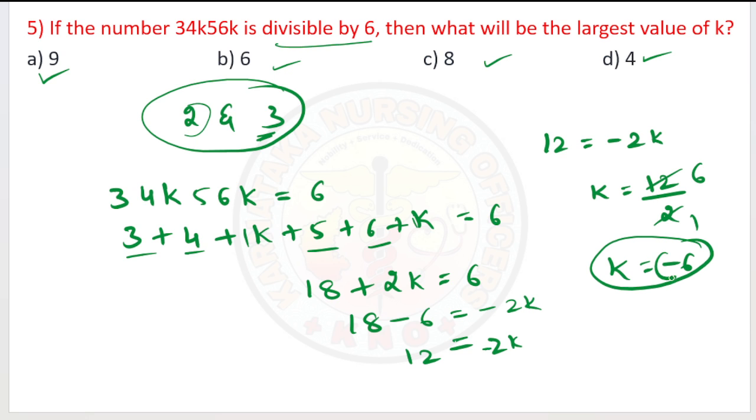Here the sign must be ignored for this problem. For this kind of problems, the sign must be ignored. So k value is equal to 6. Simply 6. So option B is the correct answer for this question.